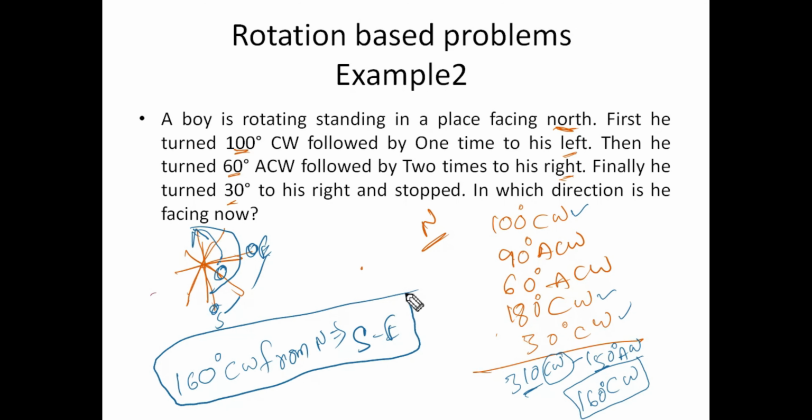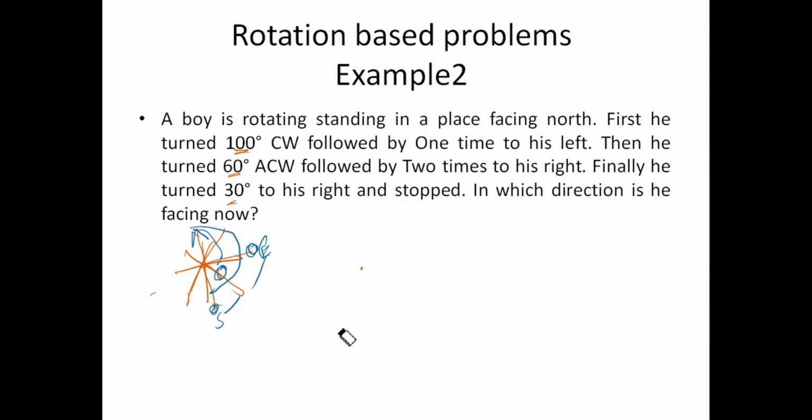It is not compulsory that it should be 135. In the ideal case, it can be 135. But our concept is, anywhere between south and east, it will be southeast. Now practice some more questions based on rotation problems.